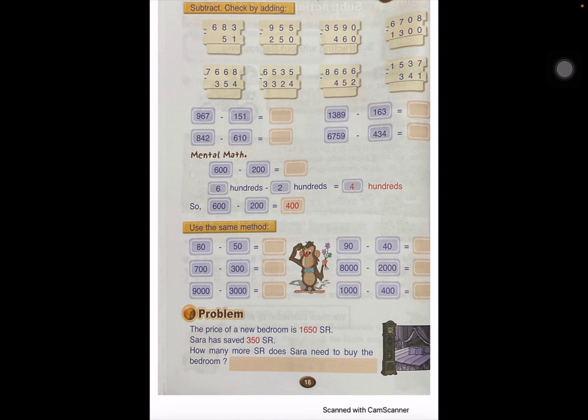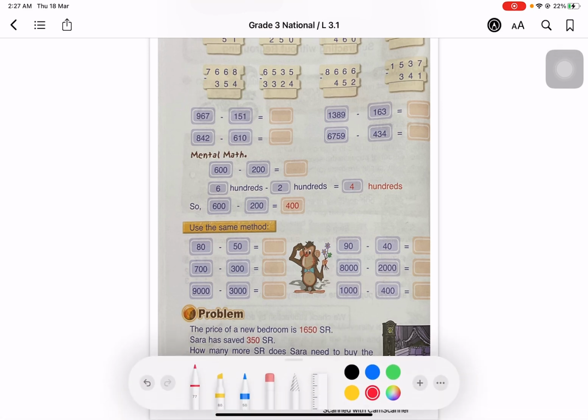Now, you will start with this number. It's 683 minus 51. Subtract 3 minus 1. The answer is 2.